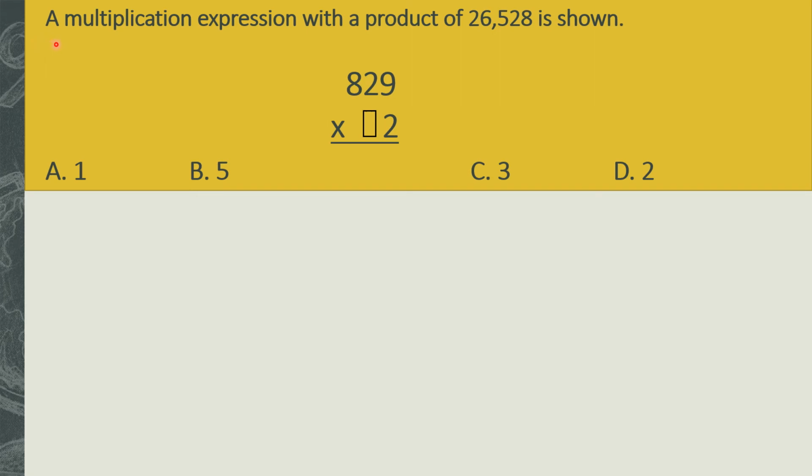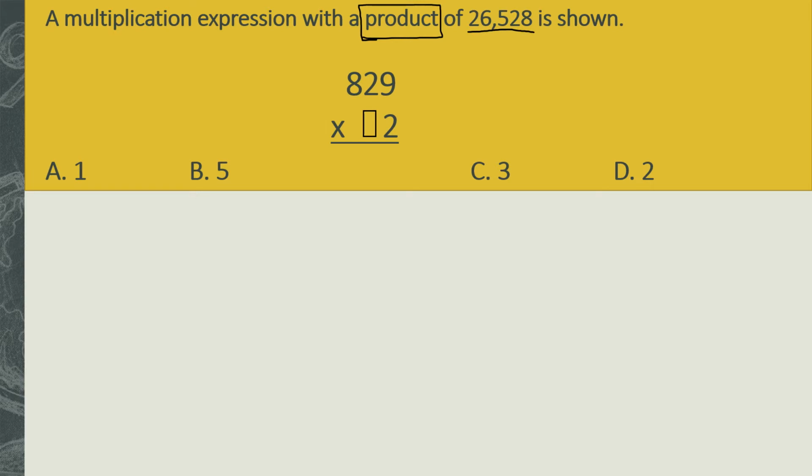Question 1 says, a multiplication expression with the product of 26,528 is shown. And then they give us our question for the multiplication. Now, our key word here is going to be product. We want to remember that our product just means that it is our answer for multiplication. I'm actually just going to put a little rectangle around it so I can remember. And they actually give us our answer for multiplication, which is 26,528.